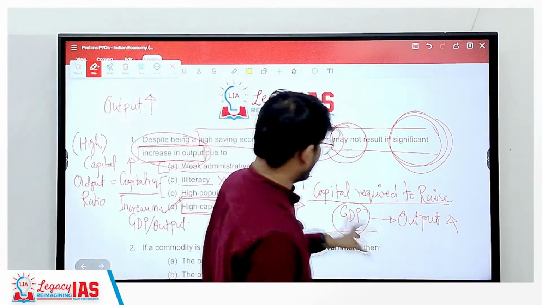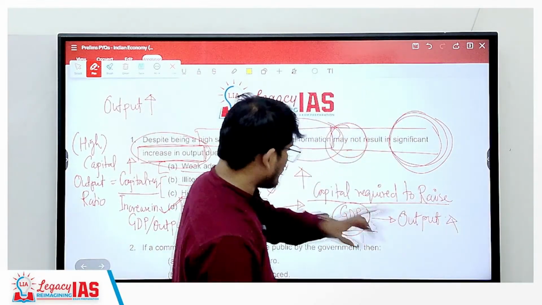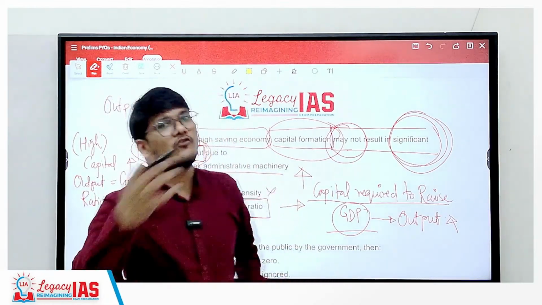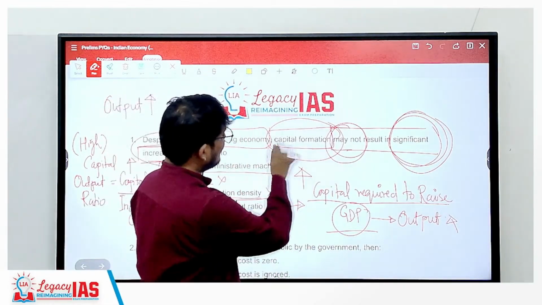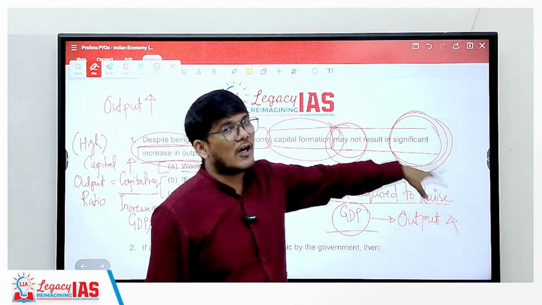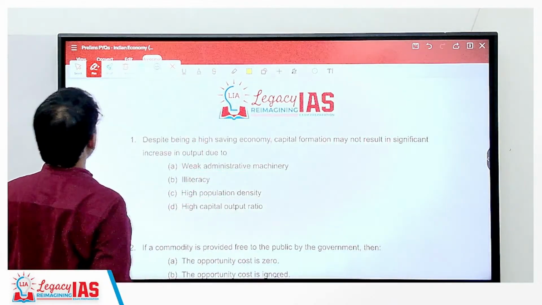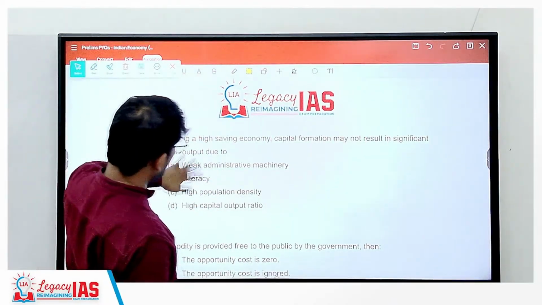Capital output ratio is capital required to raise the GDP or the output, and if it is high, that means you require a higher amount of capital, and since you require a higher amount of capital, even if the capital is being formed, there will not be a significant increase in the output. Clear? Now, let's move on to the next question.